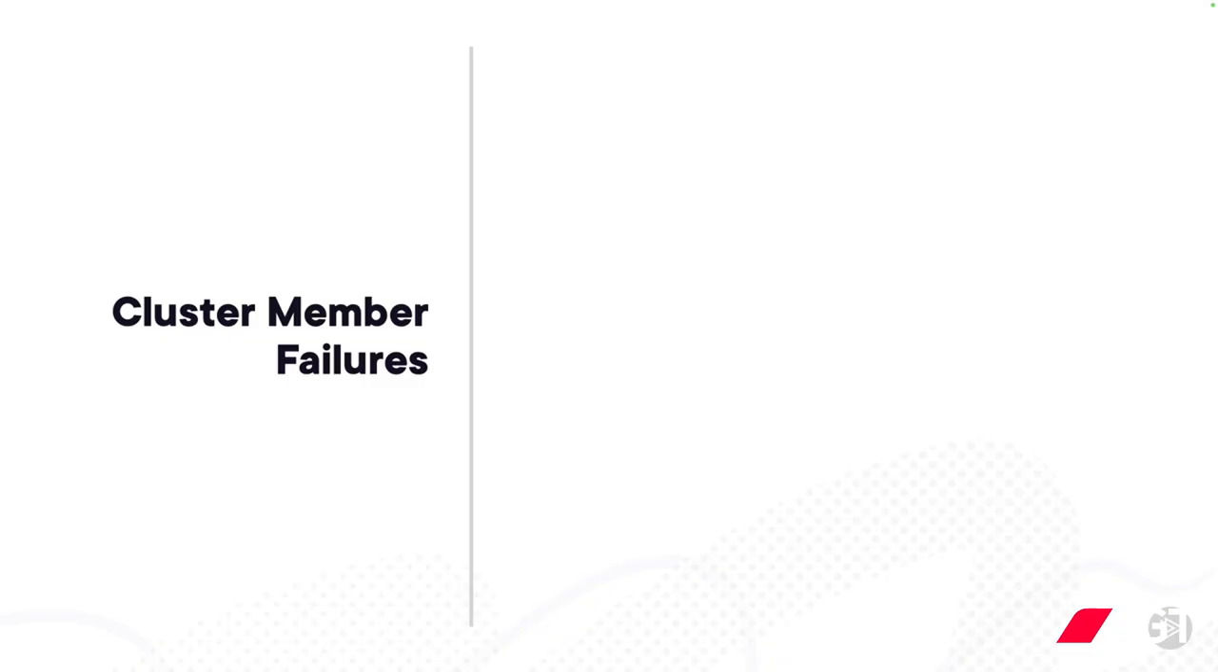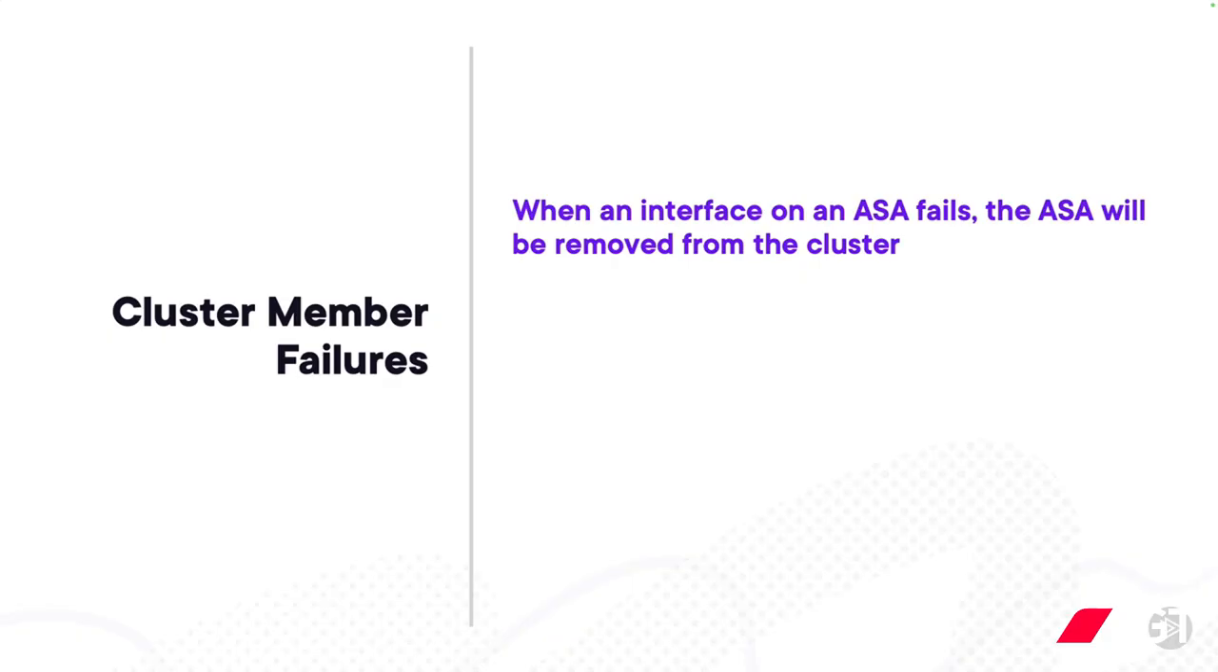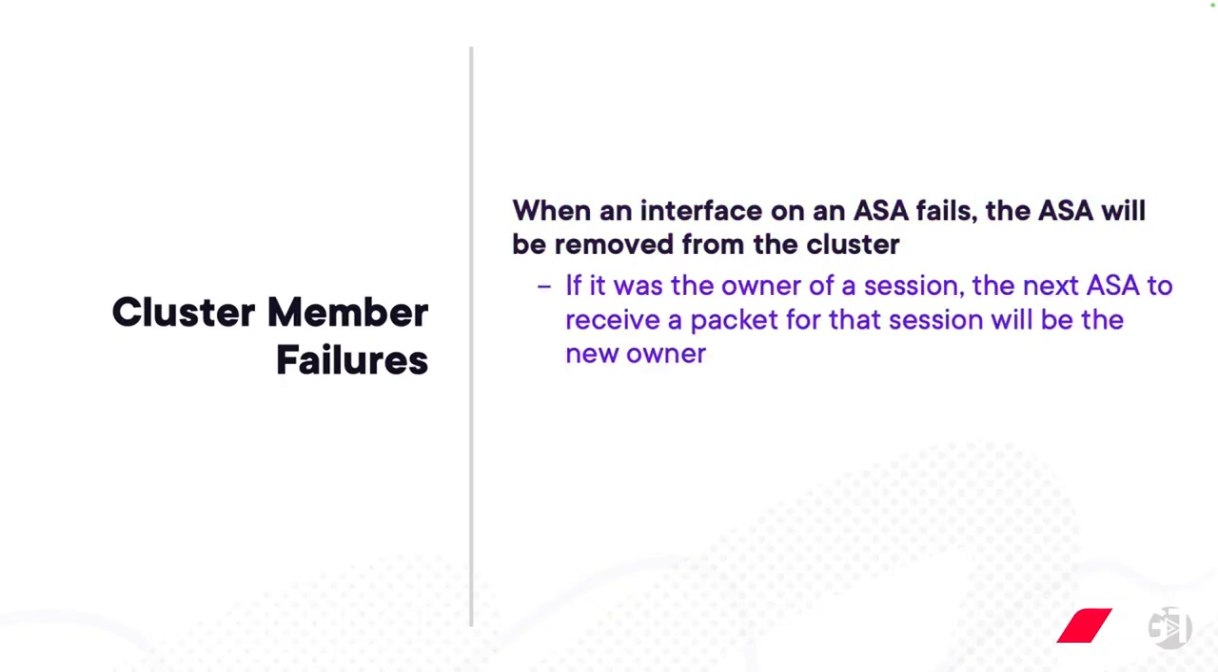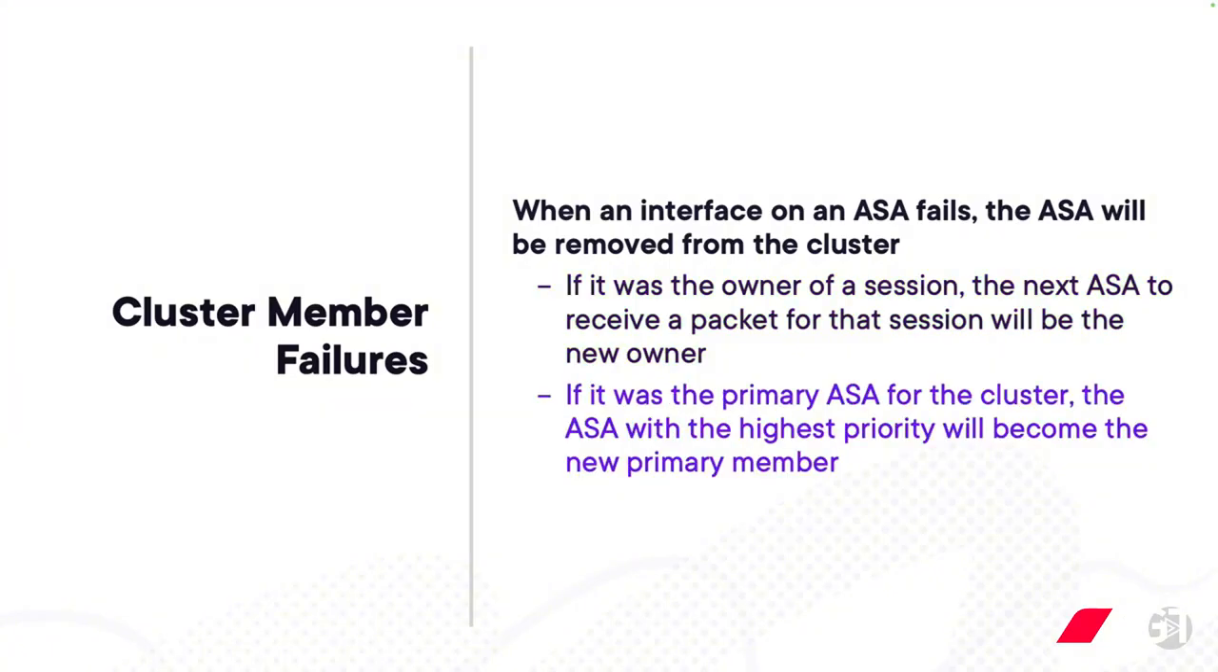And since all ASAs are expected to actively be processing traffic, the cluster needs all members performing at 100% to work reliably. If an ASA fails, or even if an interface on a cluster member fails, that will cause it to be removed from the cluster. If this is the case, for all sessions that the ASA was an owner for, the next ASA to receive a packet for that session will become the new owner for the session. And if the ASA was a primary member of the cluster, the ASA with the next highest priority, which again is the lowest number, will become the new primary device for the cluster.